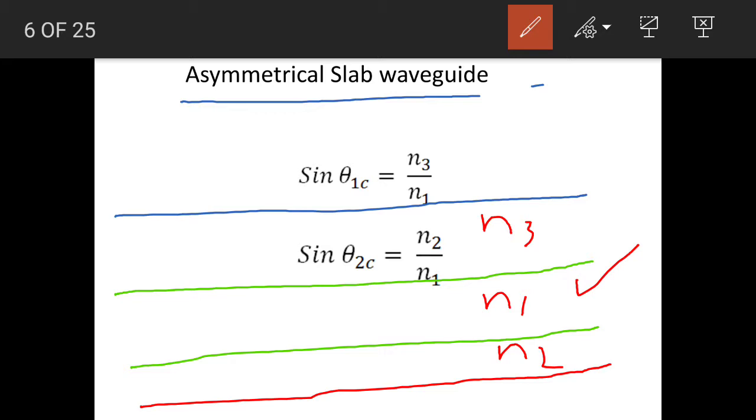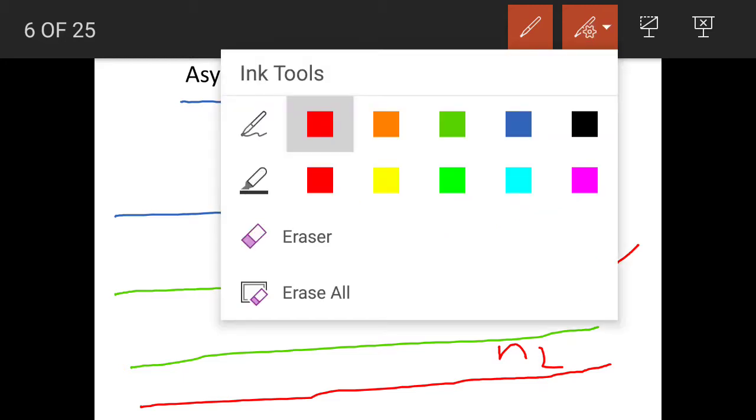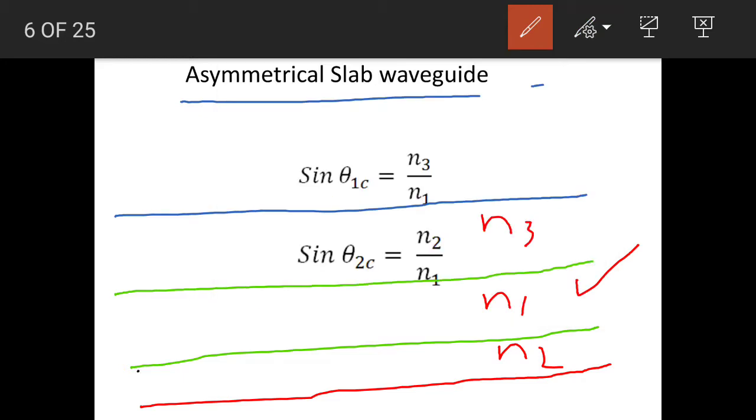This waveguide is known as an asymmetrical waveguide. So you see, we need to satisfy the condition for the total internal reflection. We consider a ray which travels in this direction. The total internal reflection will take place over here if the angle is greater than the critical angle.